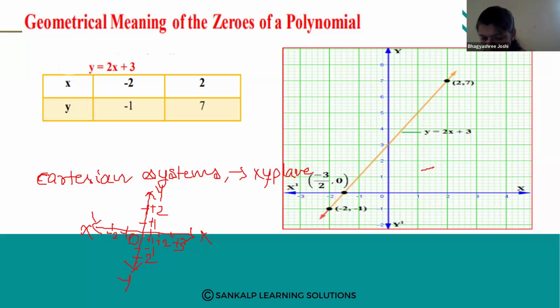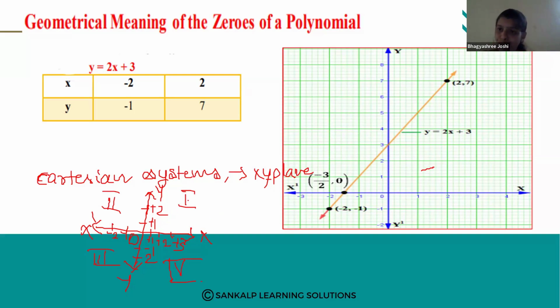Now, the x-axis and y-axis divide the Cartesian plane into 4 quadrants. That is the first quadrant, second quadrant, third quadrant, and fourth quadrant. Yes, it is in the anti-clockwise direction. Clockwise means this way, anti-clockwise means the opposite way.